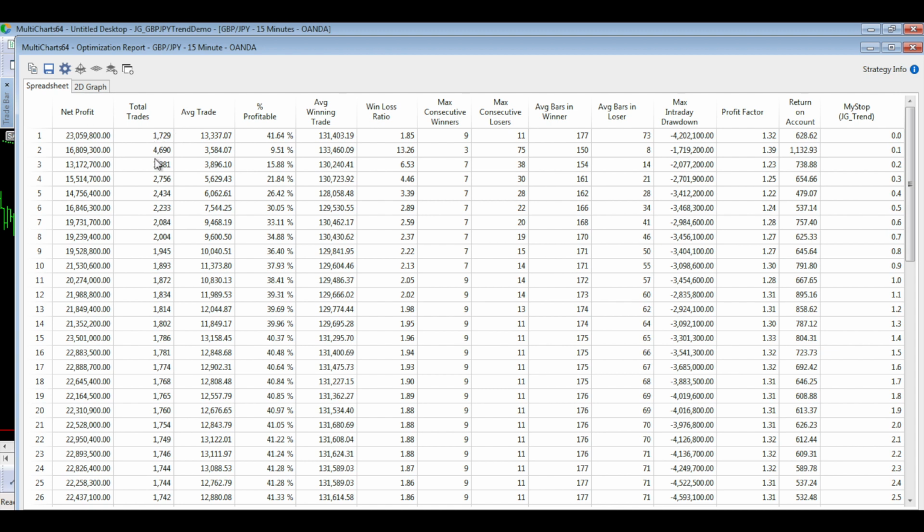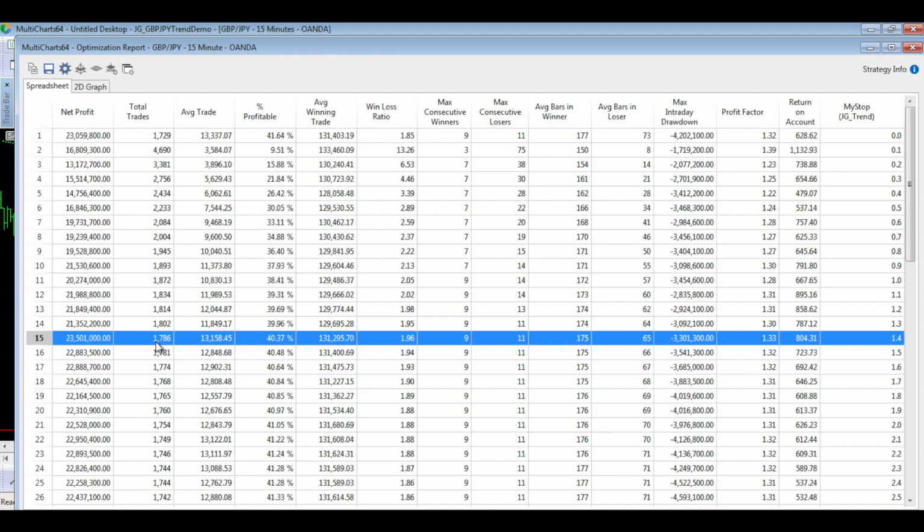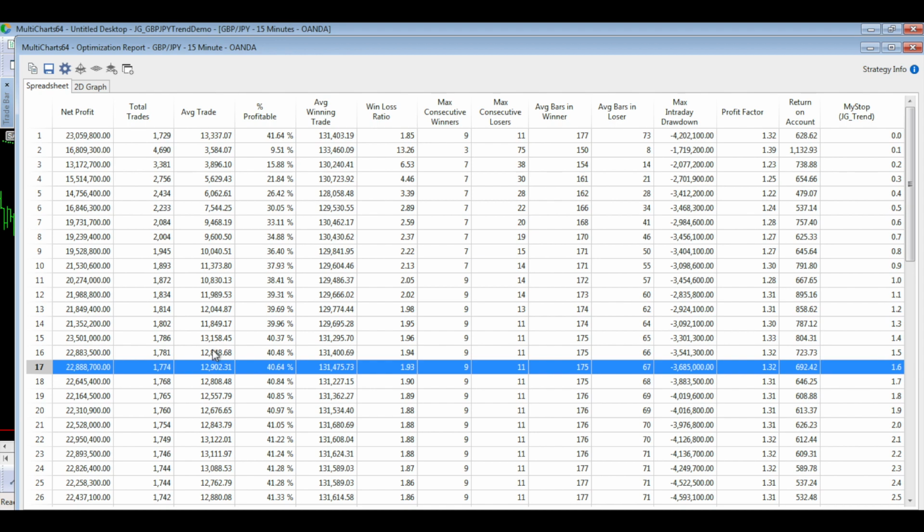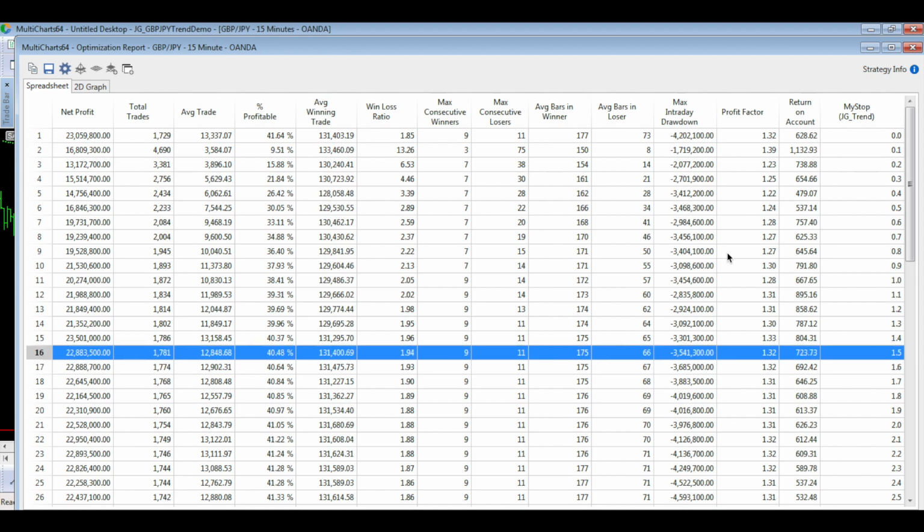So running down these results, straight away I'll see a net profit of 23 million there. Now that's yen, by the way, and an average trade of 13,000. That's actually the highest ones at 1.4, 1.5, 1.6, anywhere there. I'll use 1.5 just to keep it round. So 1.5 is equivalent to just 150 pips.